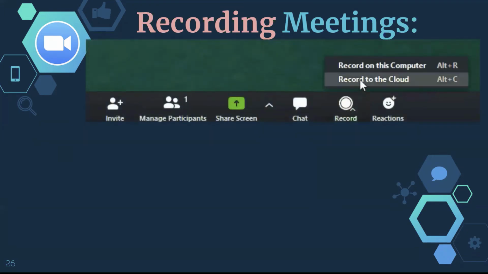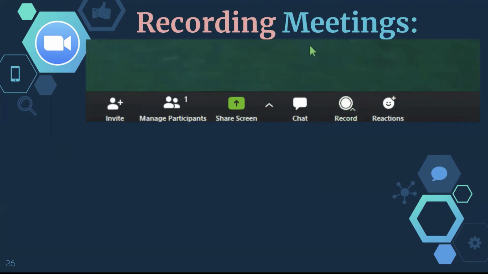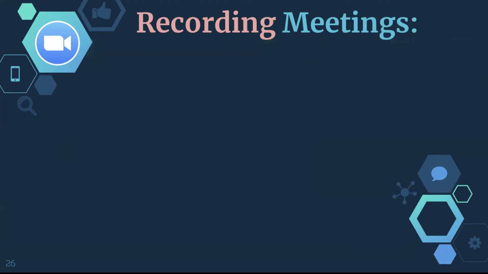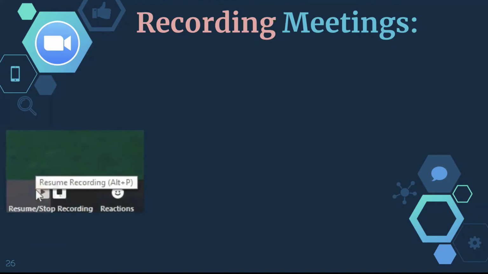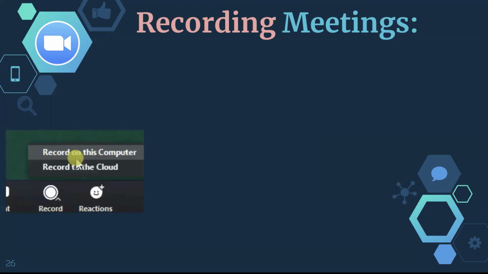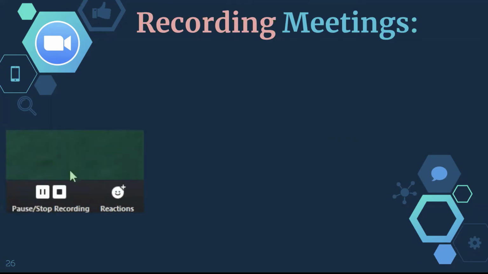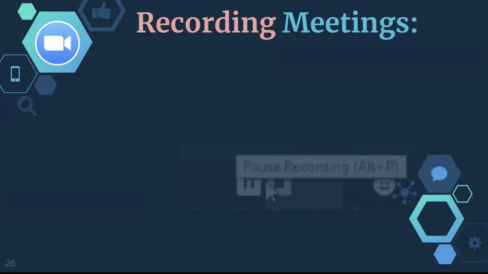So on the bottom bar, once you start your meeting, you can record to the computer or record to the cloud. I will cover those in a minute. From there, it will change the record button to pausing or stopping. If you pause, it just pauses the recording. It doesn't pause the entire meeting. And then when you select stop, it will stop your recording.